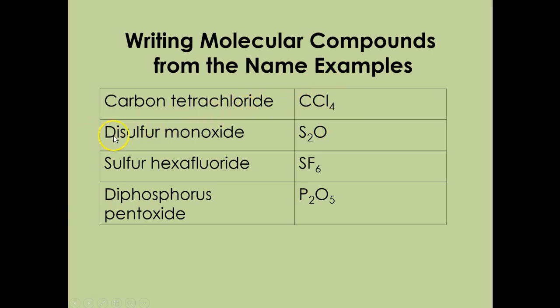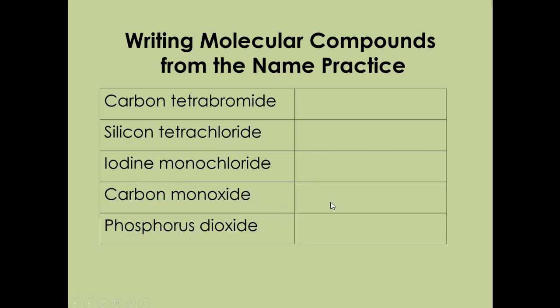Disulfur monoxide, the first element is sulfur, di means 2, second element is oxygen, mono means 1. S2O. Sulfur hexafluoride, which we saw on an earlier example. Sulfur, 1, because there is no prefix, that means there's only one of them. Hexa means 6, so SF6. And then diphosphorus pentaoxide, di means 2, penta means 5, so that's P2O5.